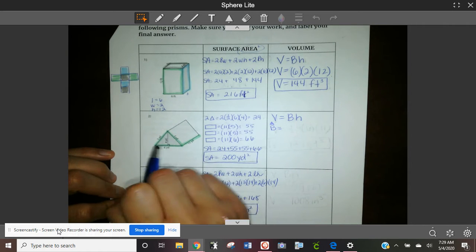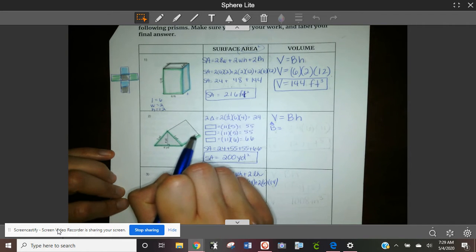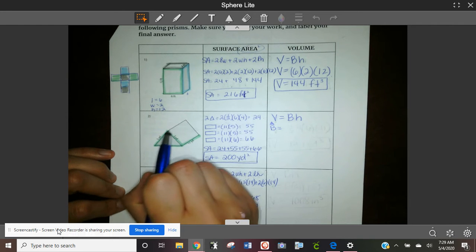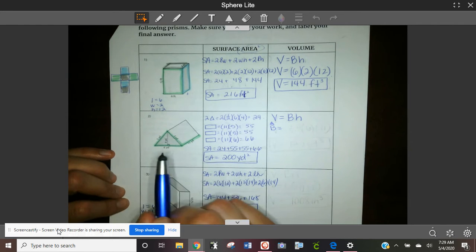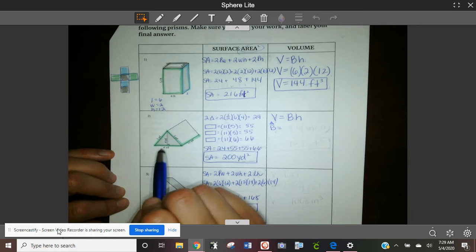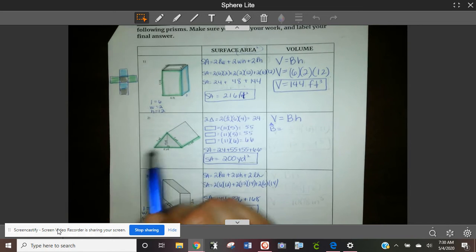Remember, we don't say 6 times 11 as our base because that's not technically our base. This is a triangular prism, so the triangle has to be, I don't know why I keep saying triangle. So the triangle is our base, okay? Oh, sorry guys.